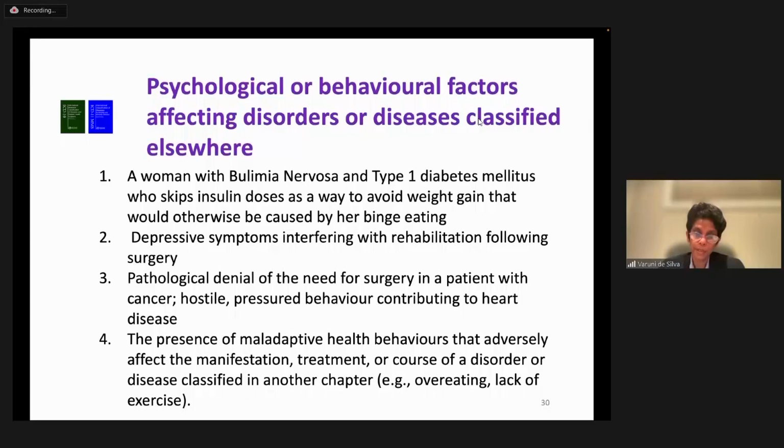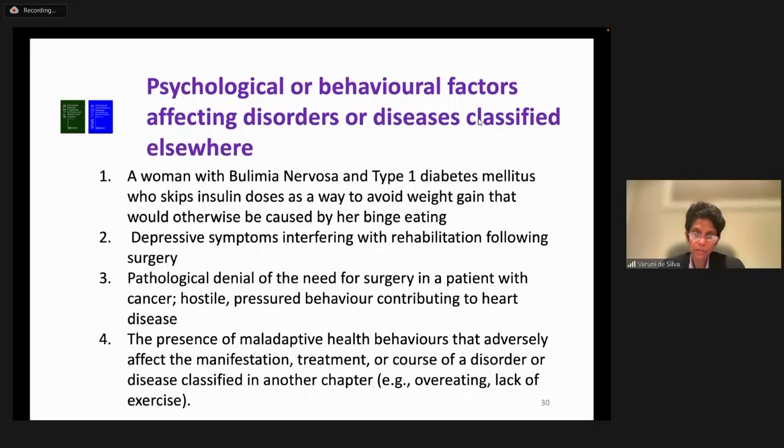So these are examples given in the ICD-11 itself. A woman with bulimia nervosa and type 1 diabetes mellitus who skips insulin doses as a way to avoid weight gain that would otherwise be caused by her binge eating. Depressive symptoms interfering with rehabilitation following surgery. So we know that surgeons send us and say, look, this person is not doing what they should do. So now we know that this comes under this new condition.